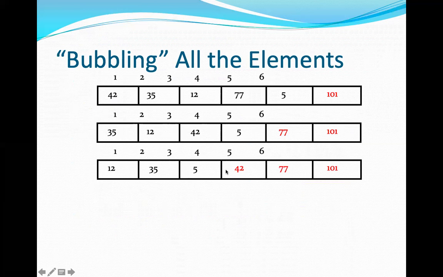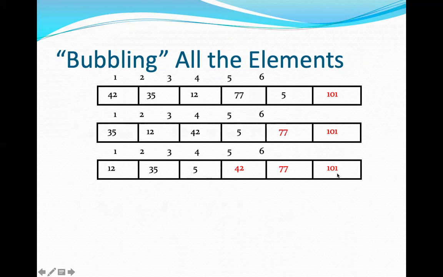Let me check whether it is working correctly. 12 and 35: 35 will be placed here and 12 here, so it swaps. Then 35 and 42, no need of swapping. And 42 and 5, it needs to swap because 42 is the larger element. So 5 will come here and then 42. The list is like this: 12, 35, 5, 42, 77 and 101.